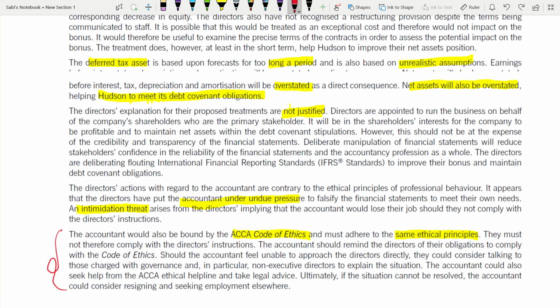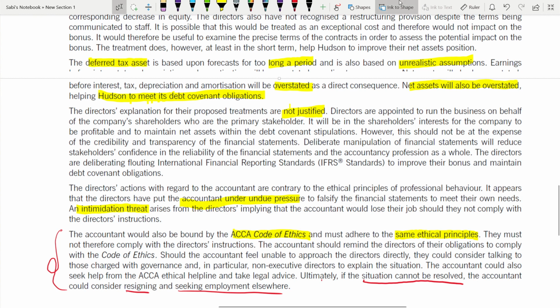If you see the flow of your answer on ethics, pick up any ethical question from a revision kit or past papers. You will see this. The last paragraph is always this. They're talking about the ACCA code of ethics. They're saying that they remind this person that they should comply. If not, these are the penalties. All those things. And then if they don't listen, resign. So follow the same. Ultimately, if the situation cannot be resolved, see this, then the accountant should consider resigning and seeking employment elsewhere, at the end, not at the beginning.